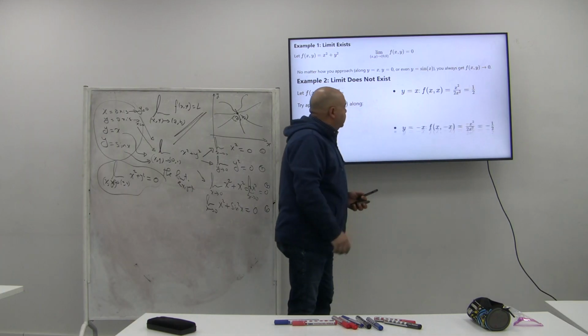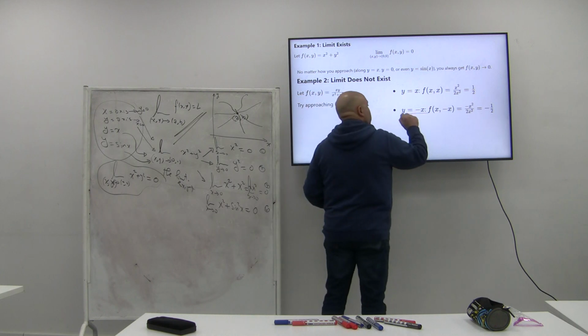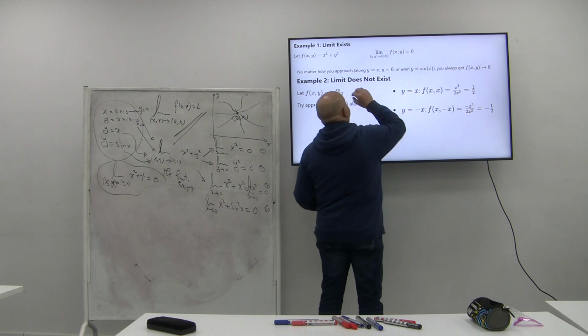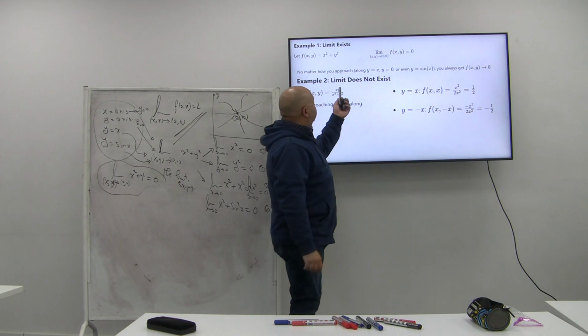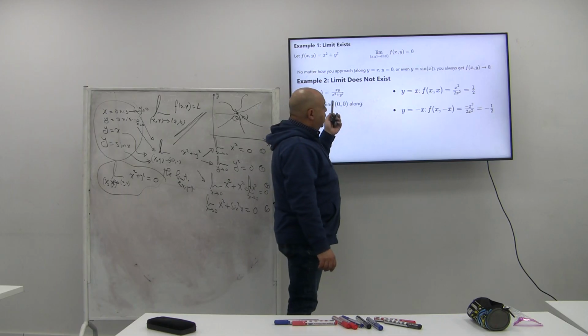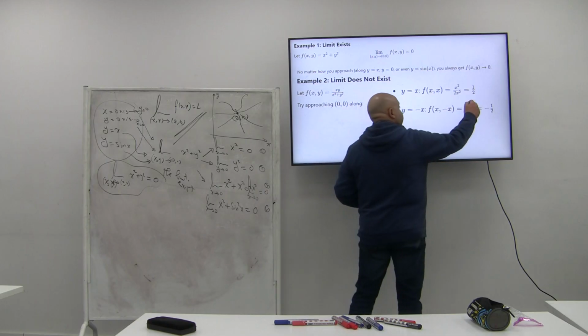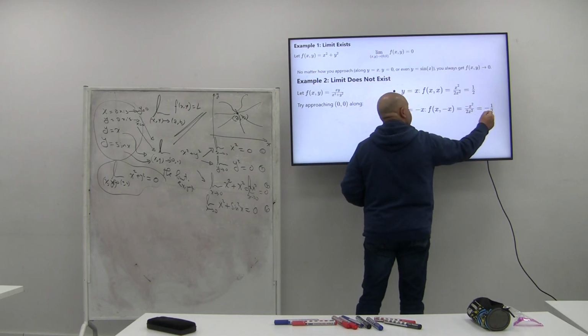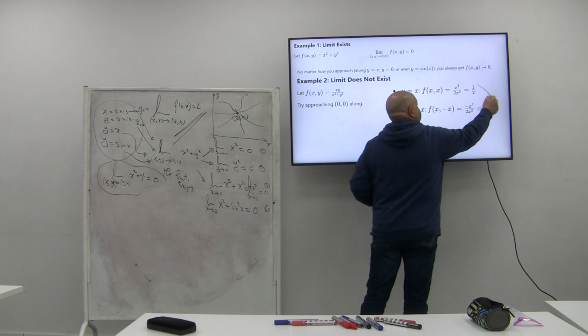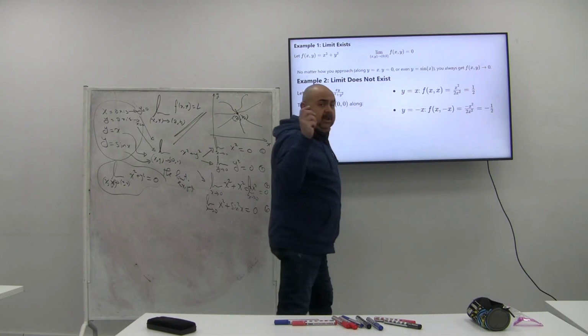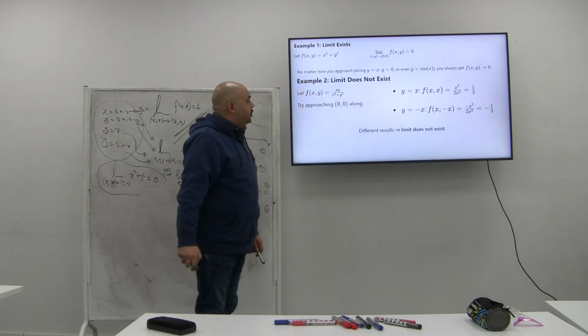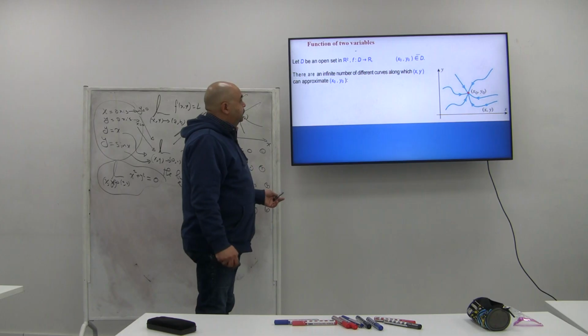In a similar manner, if you go for y equal to negative x and make this substitution, it's going to be negative x squared divided by x squared plus x squared, so negative x squared over 2x squared, which brings negative half. Here the limits are not equal to each other, so the limit doesn't exist.